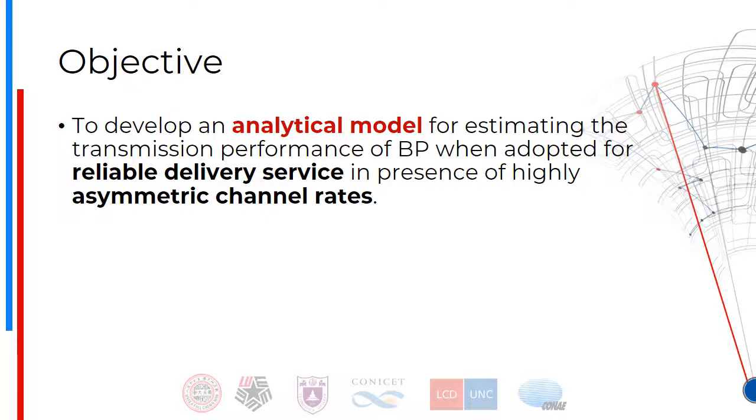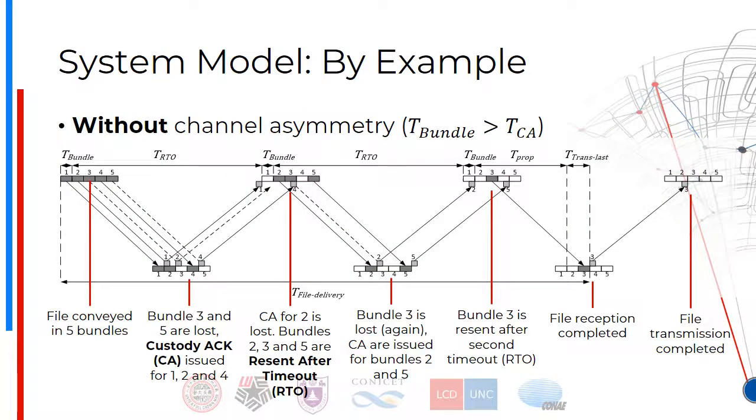So the objective of this work is to develop an analytical model for estimating the transmission performance of the bundle protocol when used with a reliable delivery service and using a highly asymmetric channel rate. So we can actually study what the impact of this asymmetry is on the bundle protocol. When the bundle protocol is configured to use a reliable delivery service, we say that we are using the custody acceptance mechanism that the bundle protocol uses for ensuring that the data is delivered reliably to the next node, or the next hop in the route.